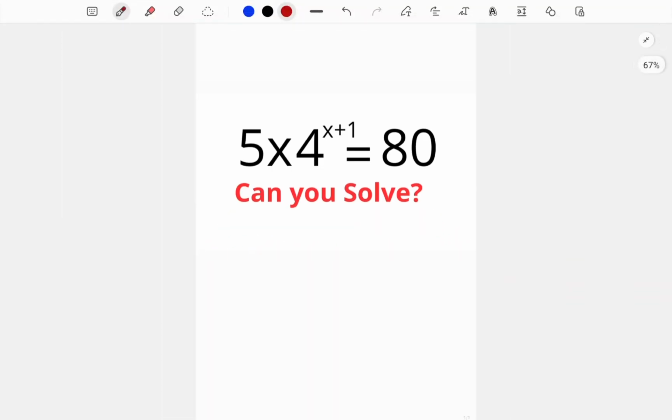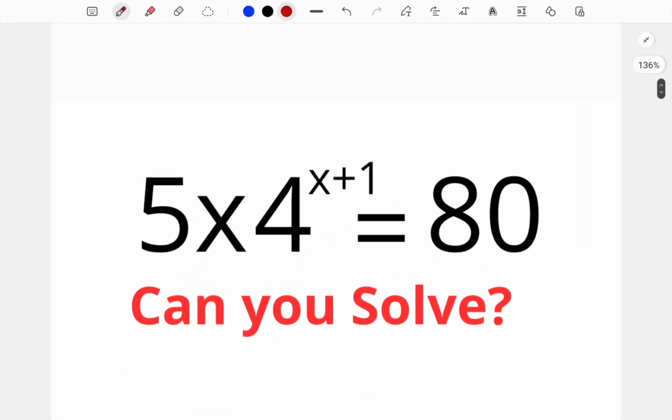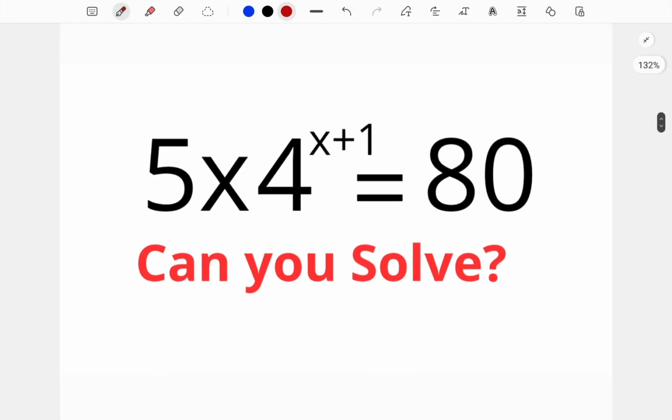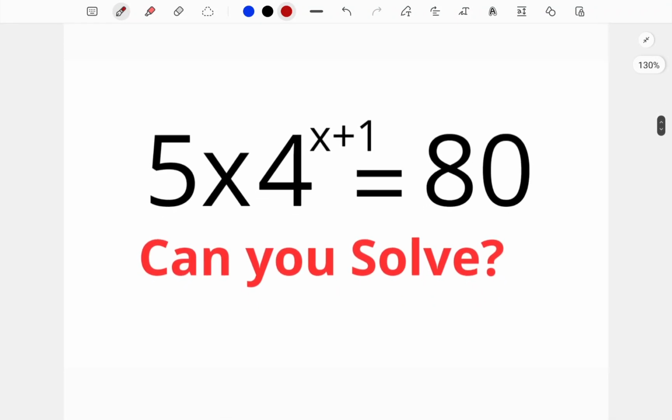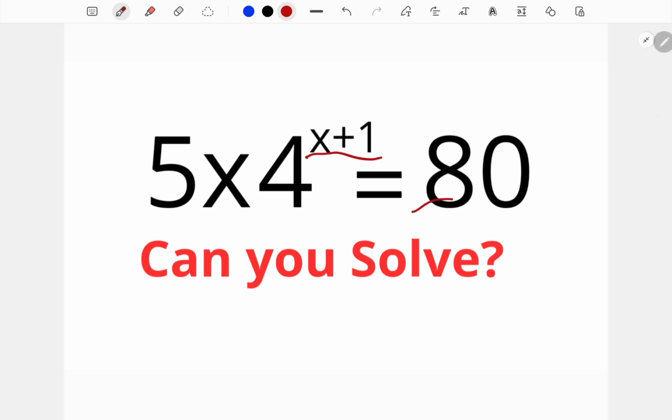Today, let's solve an interesting exponential equation. The equation is as follows: 5 times 4 raised to the power of x plus 1 equals 80. It might seem a bit complicated at first glance, but we'll solve it step by step.